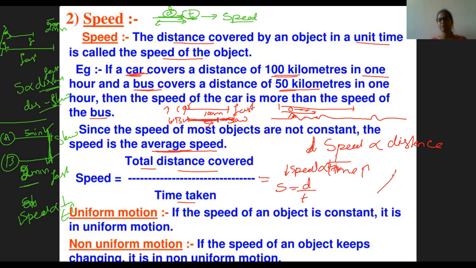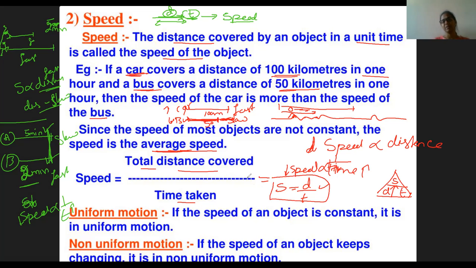If you want to remember this, just take the triangle form, and you can write here speed, distance and time. Speed is equal to distance by time taken. You can write it like that. Speed is distance by time. So we can write time is equal to distance by speed. Clear, children? Like this, you remember the formula. Speed is distance by time.